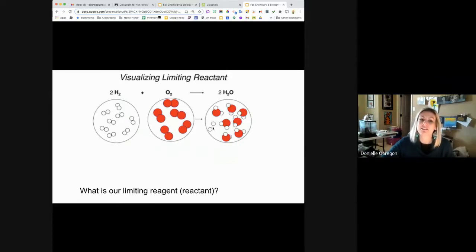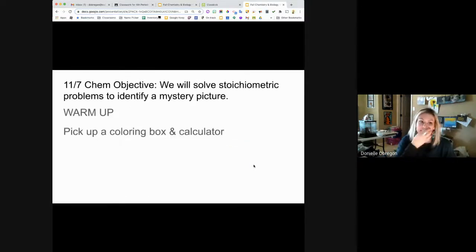Because just think, if you've got extra of the whites, that means you could have kept making more. That's like saying you had extra bread, but you ran out of cheese, right? From our sandwiches the other day. So our H2 is actually limiting us from making more here.